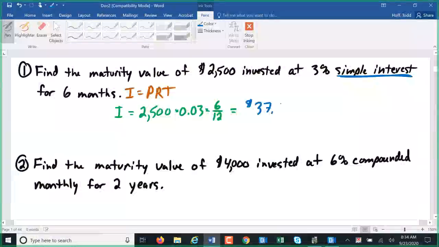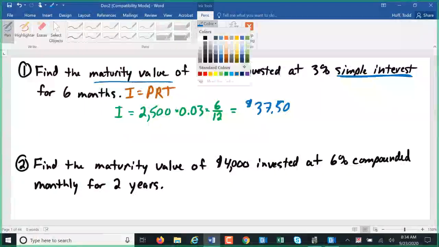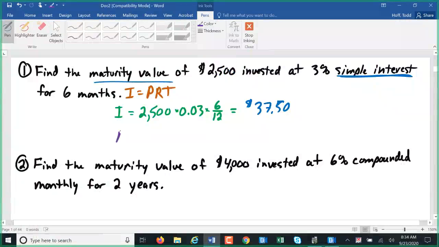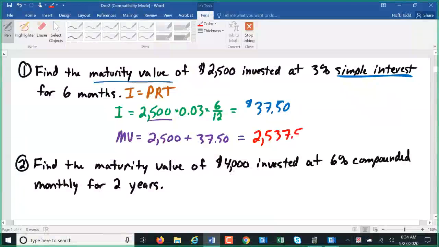We get $37.50 in interest. But it didn't ask for the interest. It says find the maturity value. So that maturity value or future value, whichever way you want to call it, is the principal of $2,500 plus the interest of $37.50. So we get an ending value of $2,537.50.